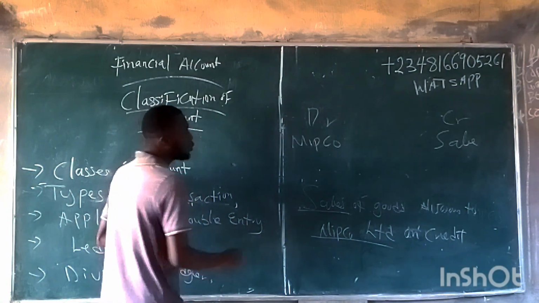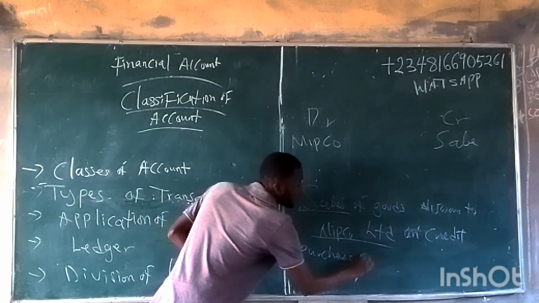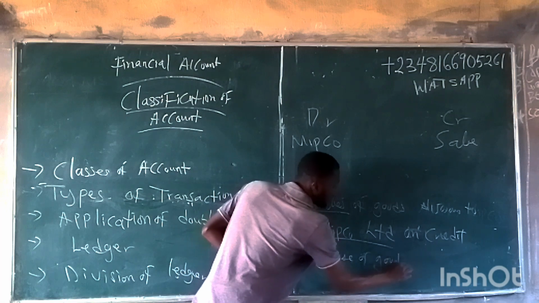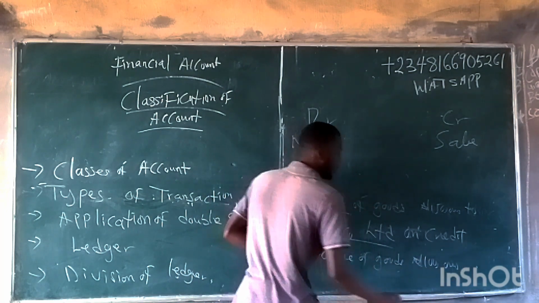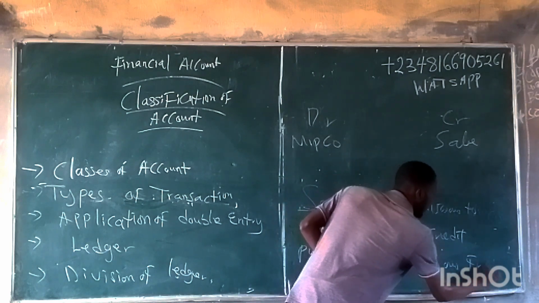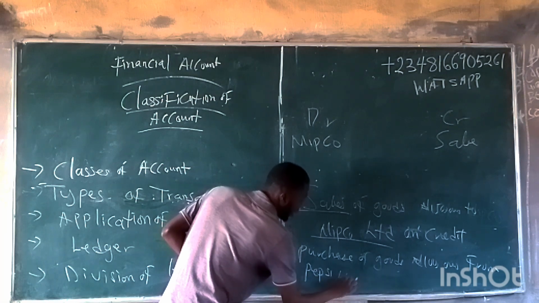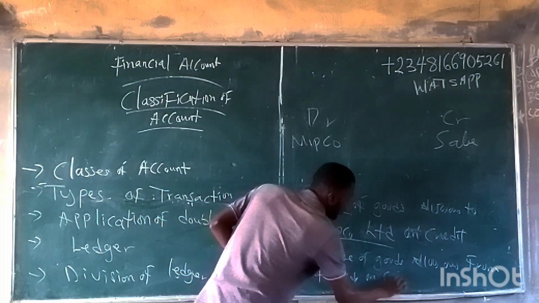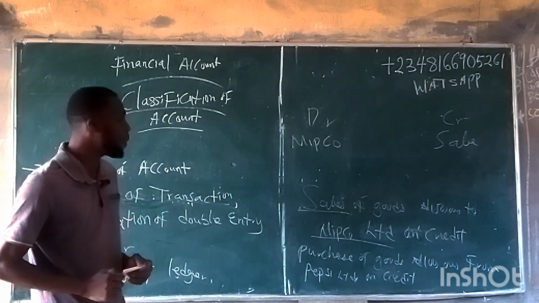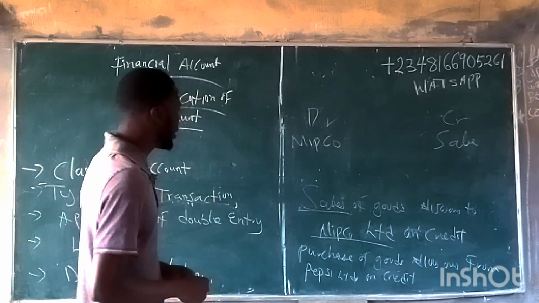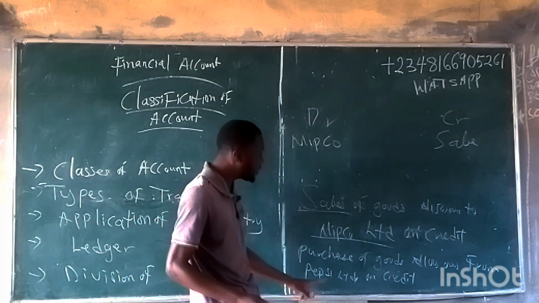Now, let's take more examples: purchase of goods, 100,000 naira, from Pepsi Limited on credit. Look at that. It says purchase of goods 100,000 naira from Pepsi Limited on credit.